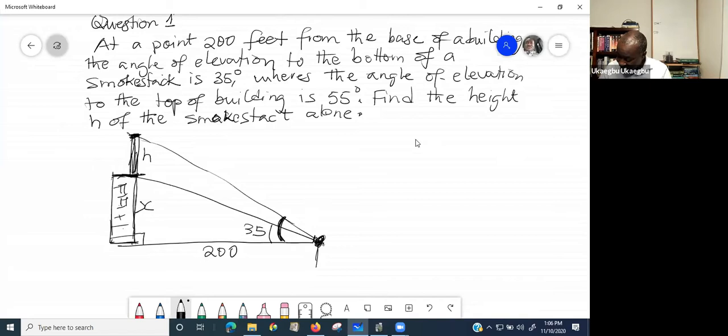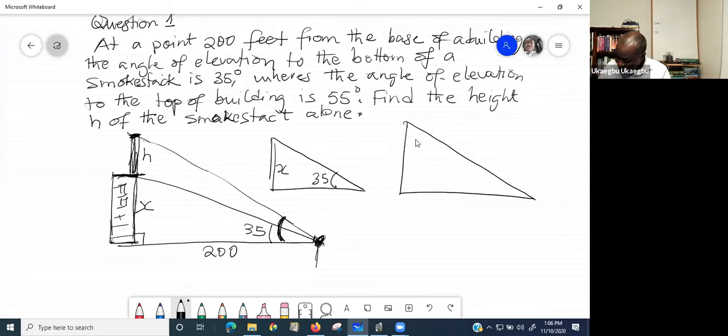So one of the triangles can be drawn as this, which is X and 35 degrees. Then another drawing can be drawn like this, which is X plus H, and then this is 55 degrees. And both of them is 200 feet. And of course, this is a right triangle.